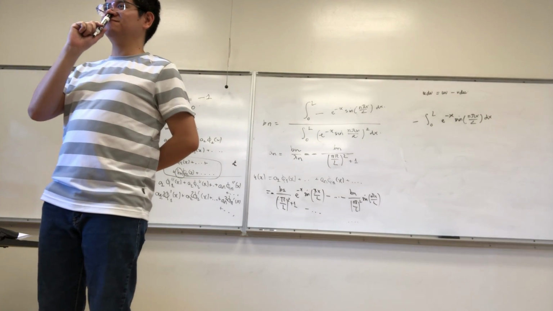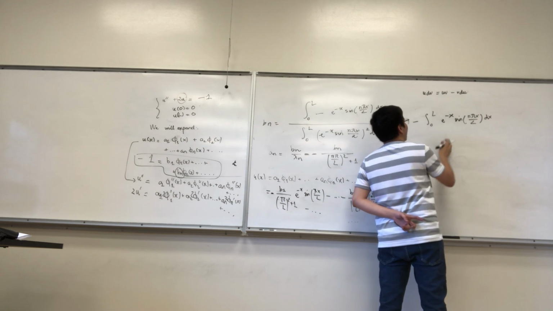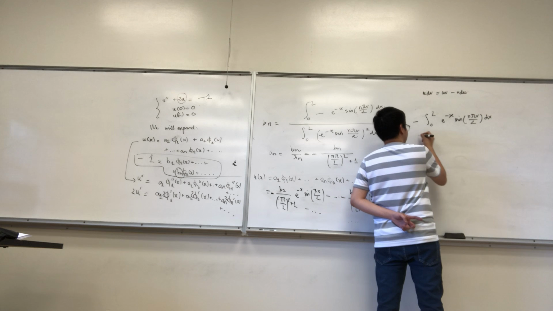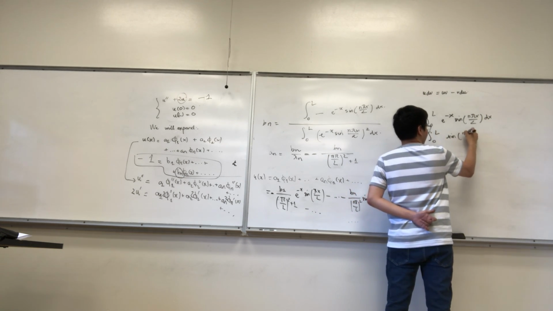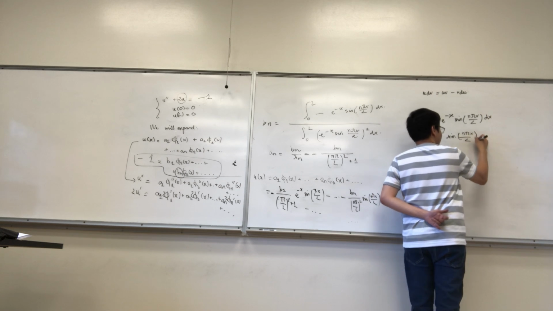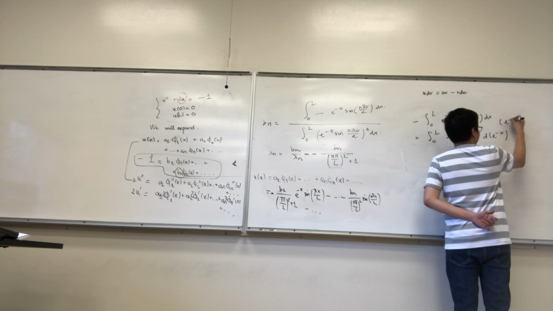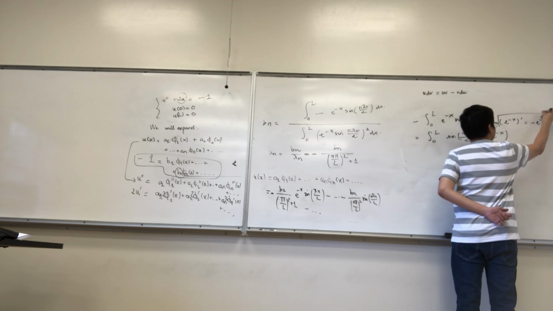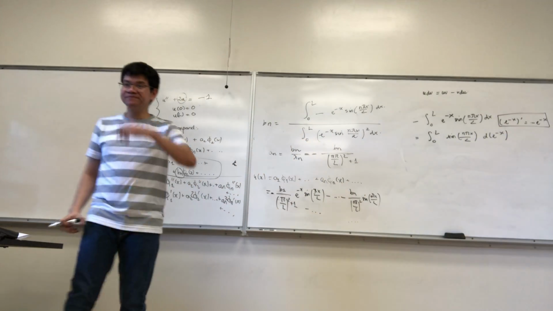So this is u. Basically, I can write this as the integral from 0 to L of sine of n pi x over L d of e to the power minus x, because the derivative of e to the power minus x is minus e to the power minus x. Alright?